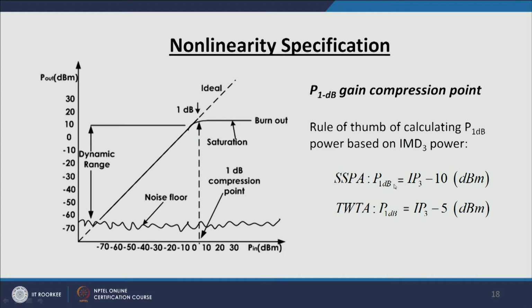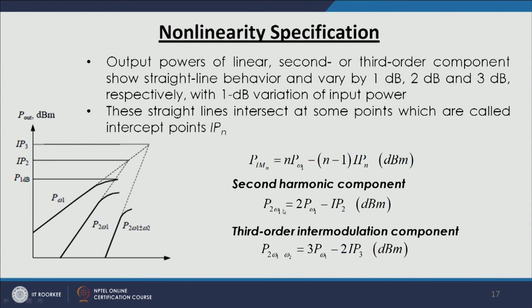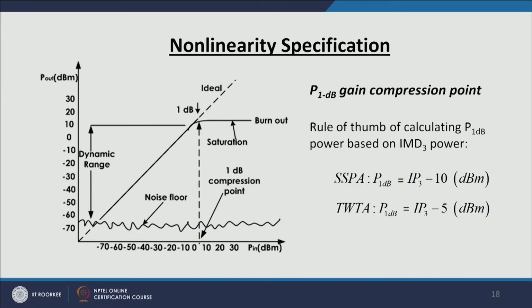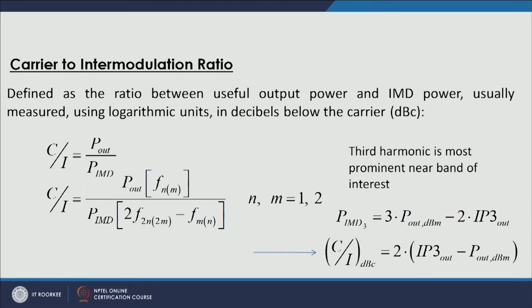Again, it is important to note that we can do the IP3 calculation if we know the signal power and are able to measure the intermodulation power. The IP3 value we can calculate easily. And once we have the IP3 value, we can define our P1 dB point. With this P1 dB point, we can decide which power amplifier to purchase by looking at the data sheet of the power amplifier. Now, one of the important parameters is carrier to intermodulation ratio.